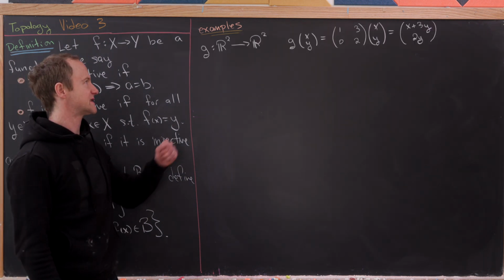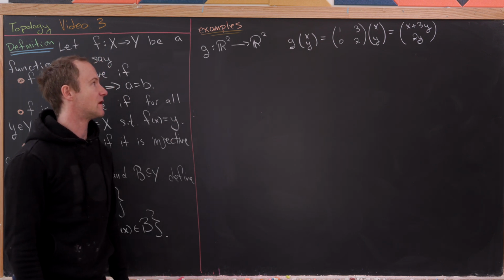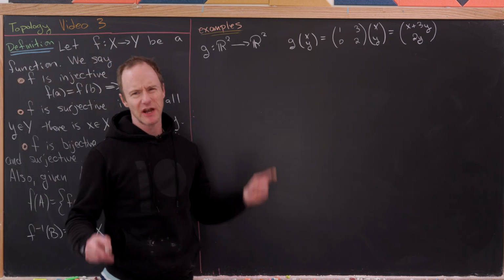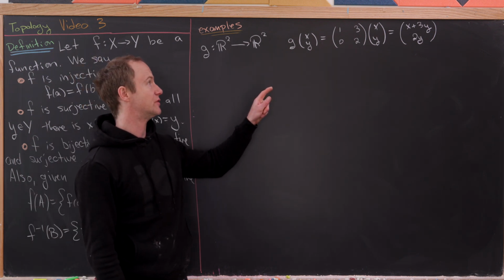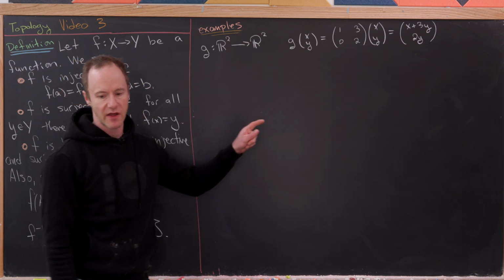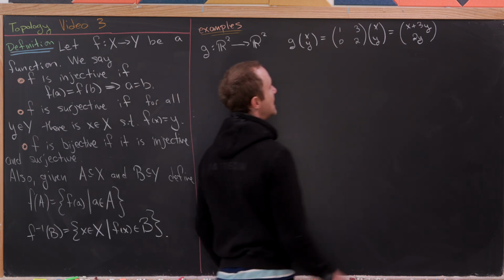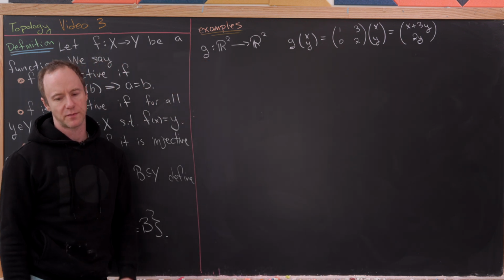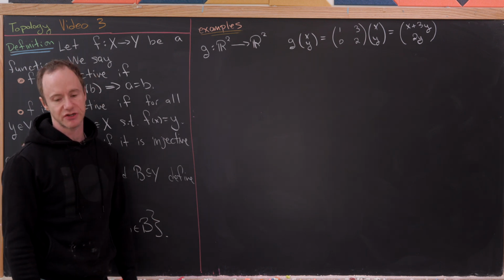Okay, so now that we've got this example taken care of, let's look at one more. For our next example, let's look at a function g from R2 to R2. It takes xy, which I'm going to write in vector notation, to the matrix 1, 3, 0, 2 times that vector xy. In other words, it's going to be this vector x plus 3y, 2y. You could think about these as ordered pairs as well, but let's use this notation.